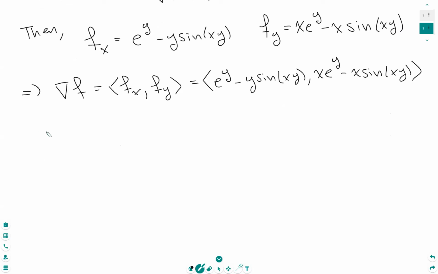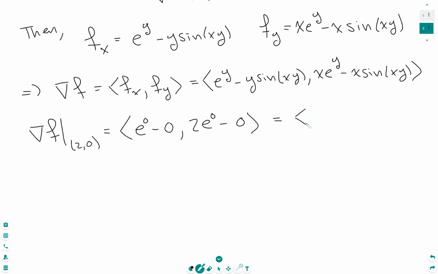So we need the gradient at the point 2, 1. So we're evaluating this, sorry, at 2, 0. So we go ahead and plug in. So we have e to 0 minus, we're going to have 0 times sine at 0. So this is just going to be 0. And then we have 2 times e to 0 minus 2 times sine of xy of 0. So this would just give us another 0. So this just gives us 1 and 2.